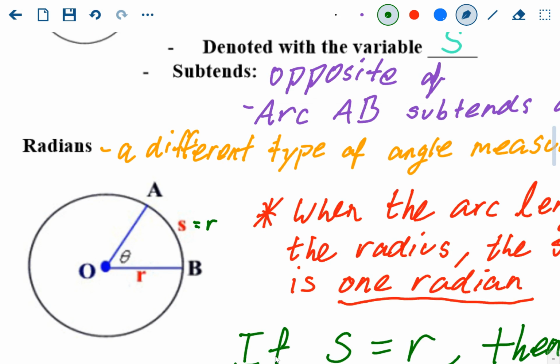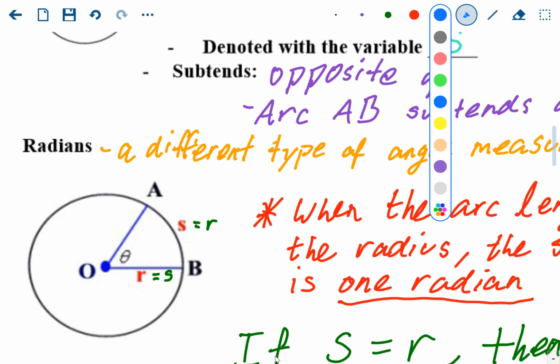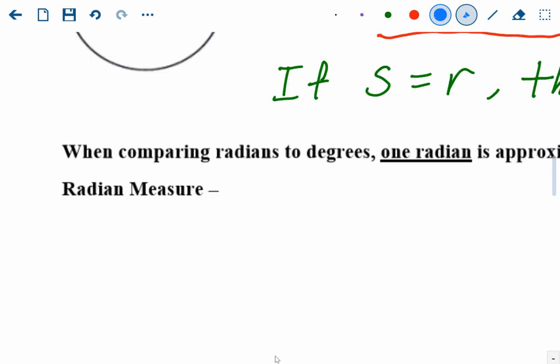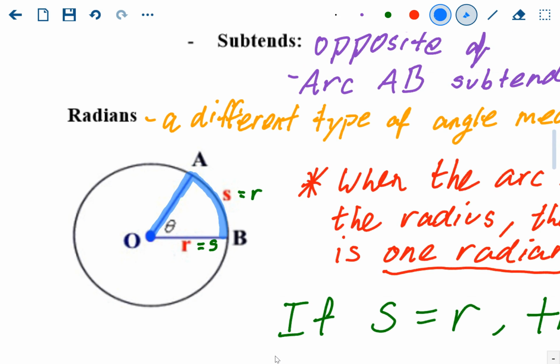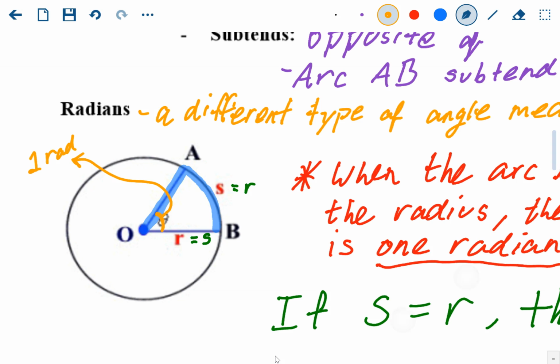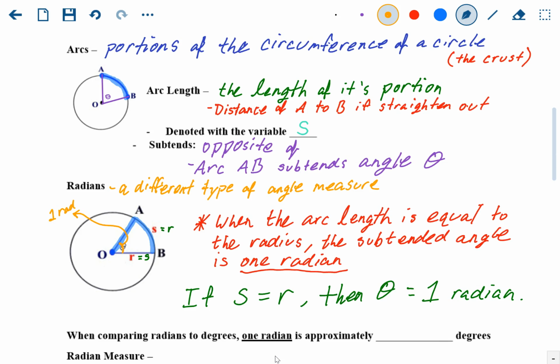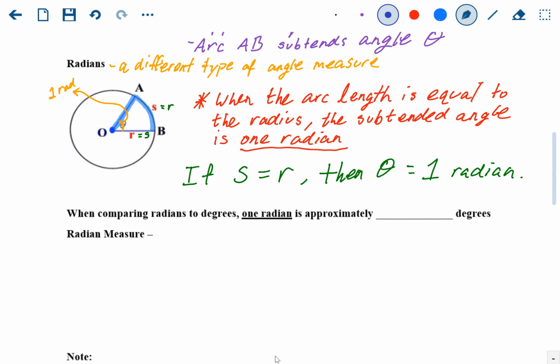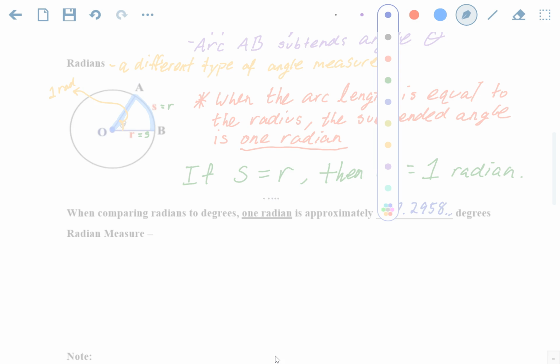So visually, again, the arc length is R, the radius is the arc length, they're the same measurement. So that distance between A and B is the same as the distance between the center and the outside, which automatically makes that angle that forms 1 radian. So there's not that many radians in a circle. You got 360 degrees in a circle, but 1 radian is a big chunk of that. Comparing degrees to radians, 1 radian is approximately 57.2958 degrees. So it's a big chunk. 1 radian is almost 60 degrees.